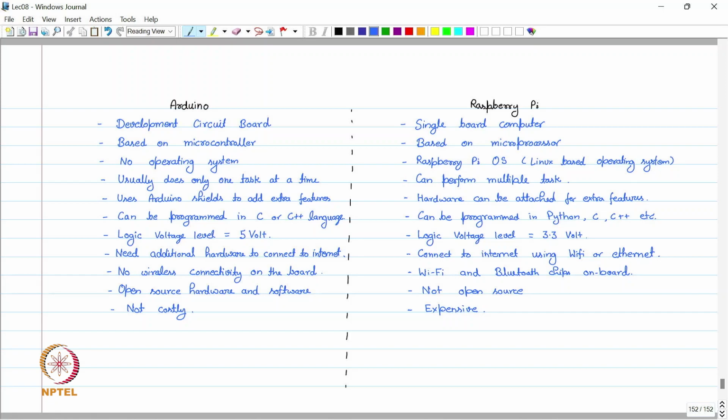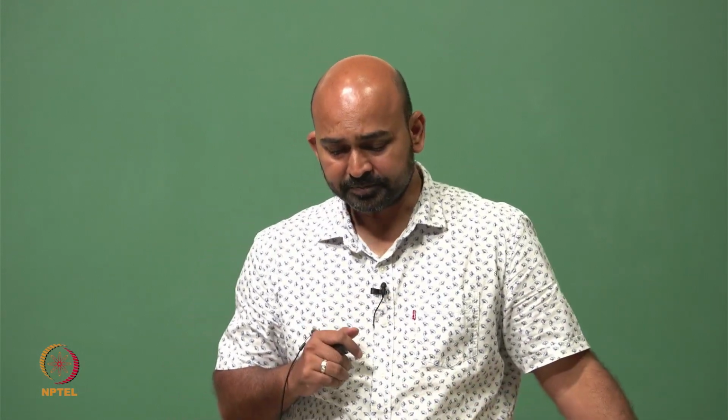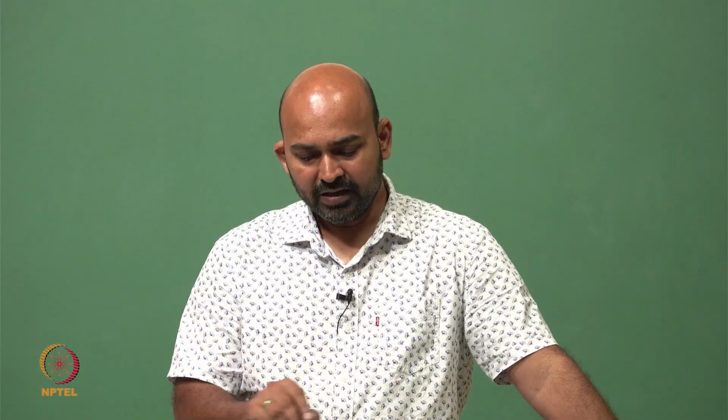Logic voltage level is 3.3 volt, which is different than Arduino. So Raspberry Pi works on a lower voltage. It means the power consumption of Raspberry Pi can be lesser than Arduino, but Raspberry Pi has so many functionality on the board and the speed of operation is higher. Hence, the Raspberry Pi overall consumes more power generally than Arduino. Raspberry Pi can connect to internet using Wi-Fi or Ethernet.